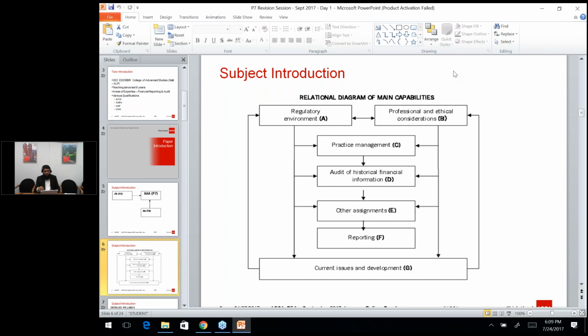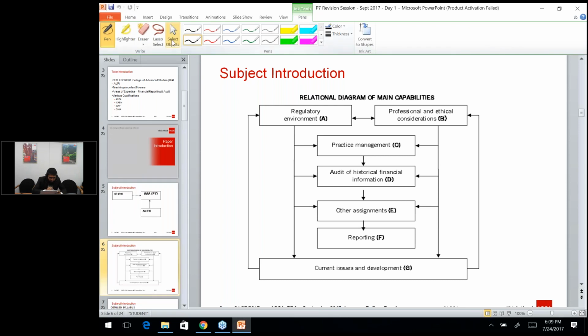Which in total is 7 sections in the syllabus. Now if I talk about these 7 sections in this syllabus, what I'm going to discuss is which sections are there and how exactly the paper is examined.